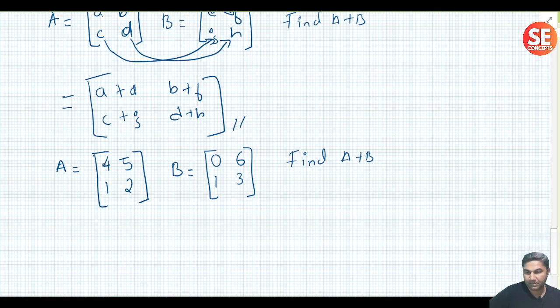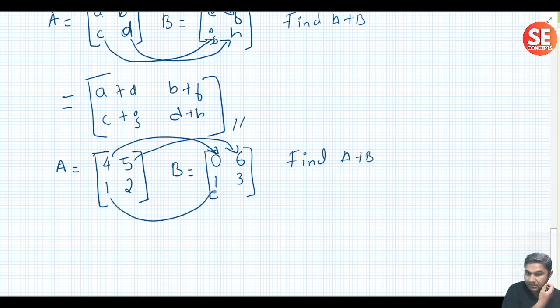Okay, so simple: first number of A to first number of B I have to add, second number of A to second number of B, third number of A to third number of B, fourth number of A to fourth number of B. Very simple concept.